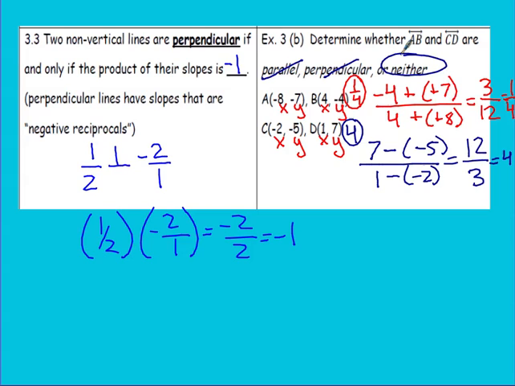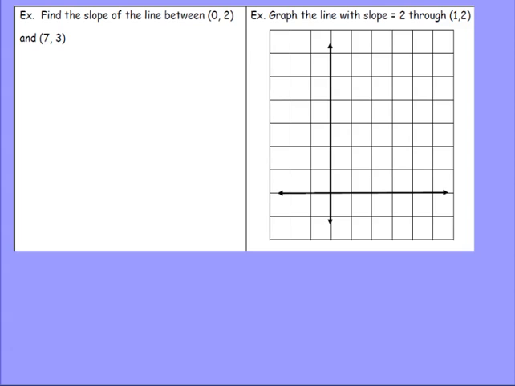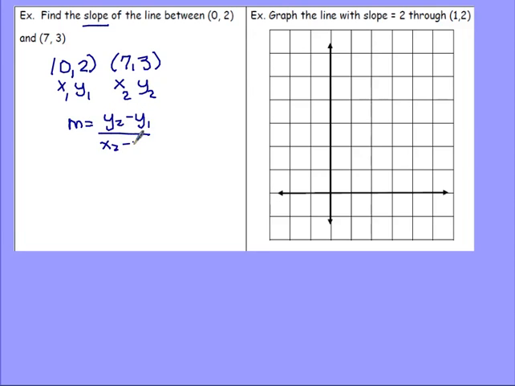Right, find the slope of the line between 0, 2 and 7, 3. So hopefully you have that formula memorized, and this is going a little bit quicker for you. Plug those in, find your slope. Okay, so our slope is 1/7.